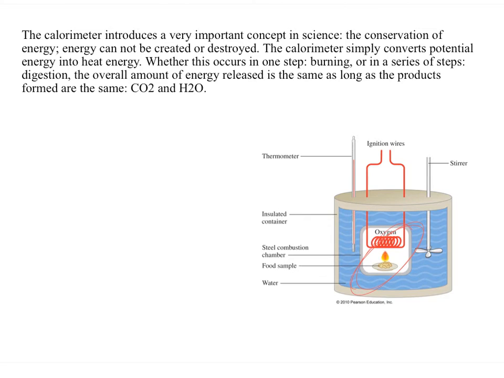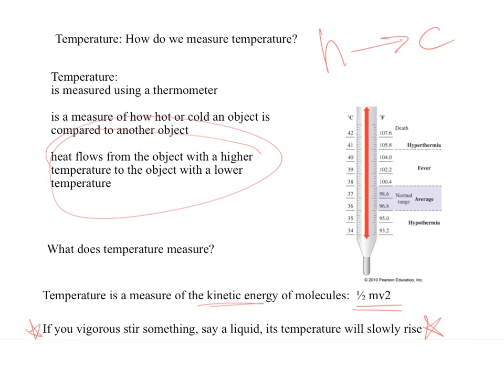When this occurs, whether it occurs in one step, such as in combustion or burning, or in a series of steps, such as in digestion, when you maybe would consume that marshmallow, the overall amount of energy that's released is the same as long as the products are the same. And they are carbon dioxide and water.